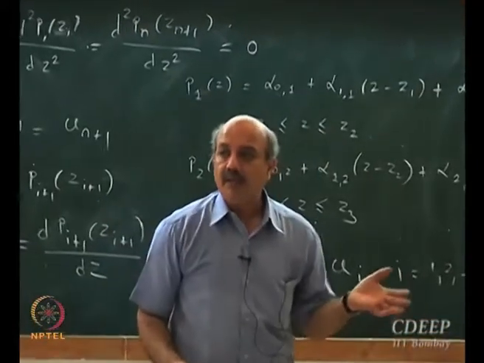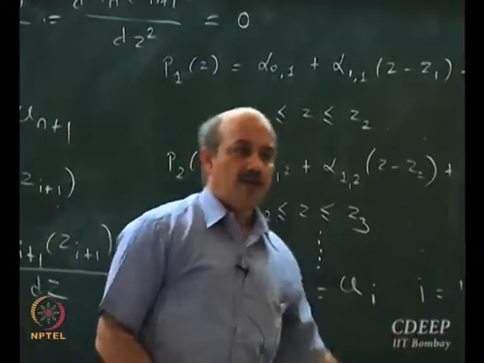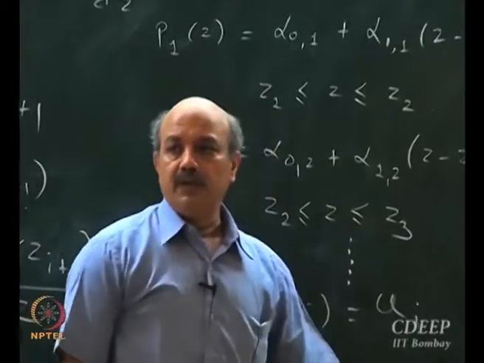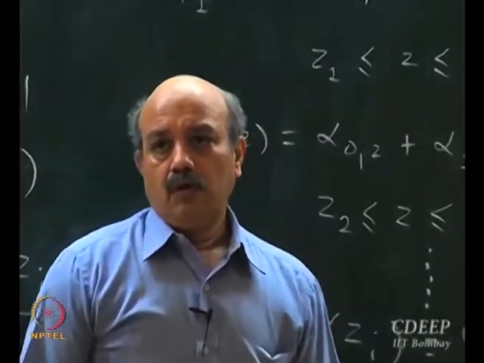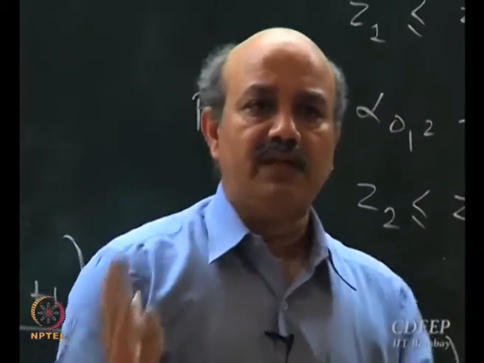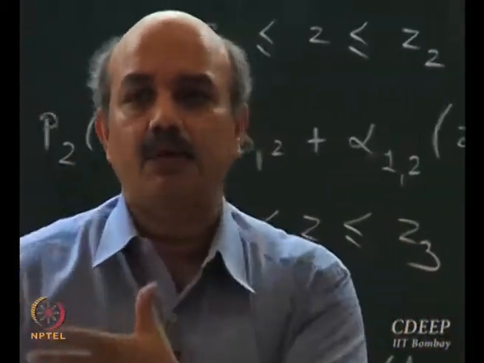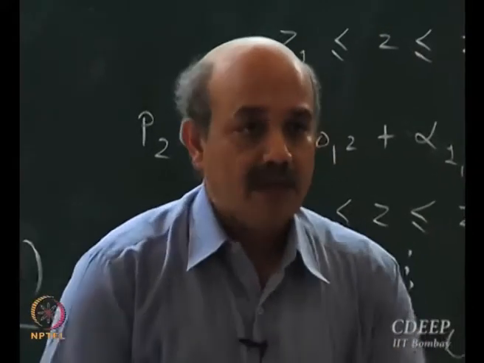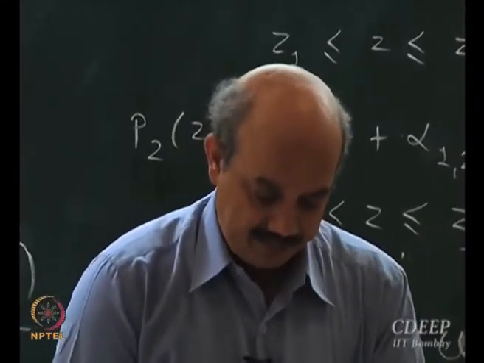What are the unknowns here? Alpha values. How many alpha values? 4 into n. You can do some algebraic manipulations and finally reduce this problem to Ax equal to b, where A is a sparse matrix. The manipulations are given here, you can just have a look at it.